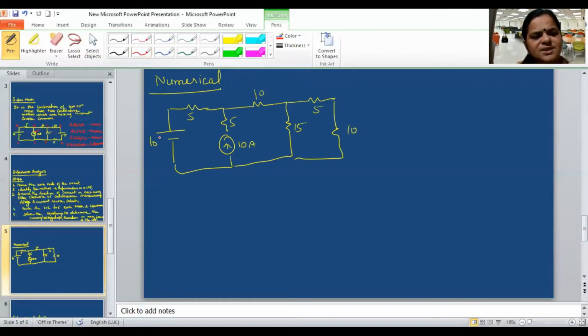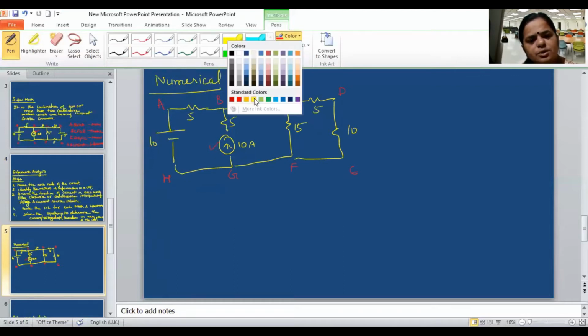So what is the first step? Give the names to the nodes of the circuit: A, B, C, D, E, F, G, H. Now in this circuit you can see there are 3 meshes: ABGHA, BCFGB, and CDEFC. But mesh 1 and mesh 2 are the two meshes which are sharing the current source of 10 ampere in common.